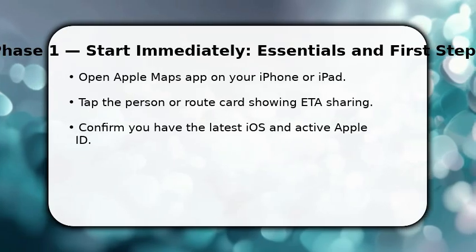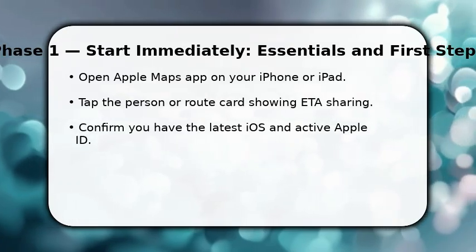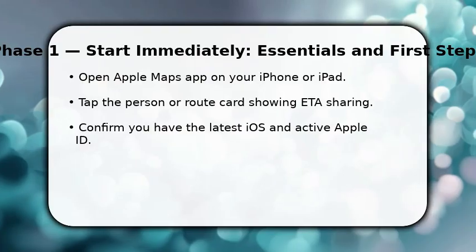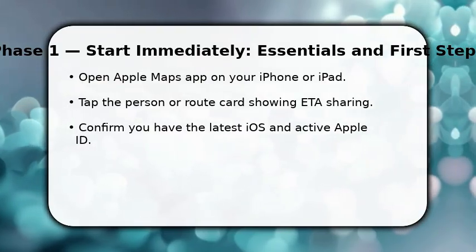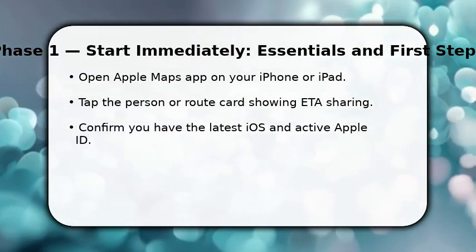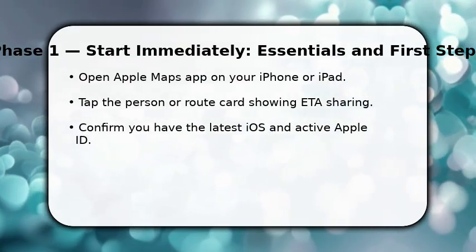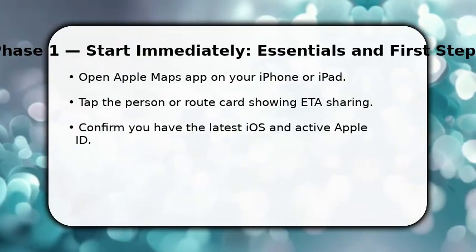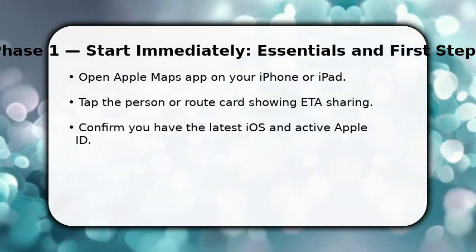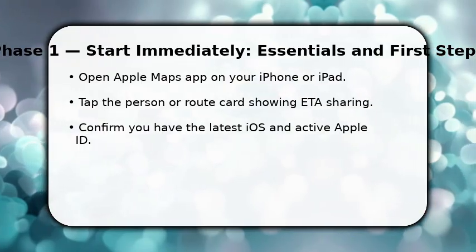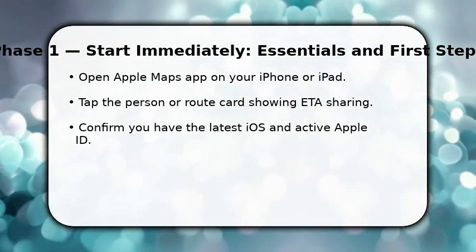You start by opening Apple Maps and locating the shared ETA card. This is where Apple links location sharing to directions. Tap the person or route that shows the ETA, because the only way to stop sharing ETA is tied to that active share. Once you see the contact card, make sure you're signed into the same Apple ID and that Maps is updated. This ensures settings changes propagate.